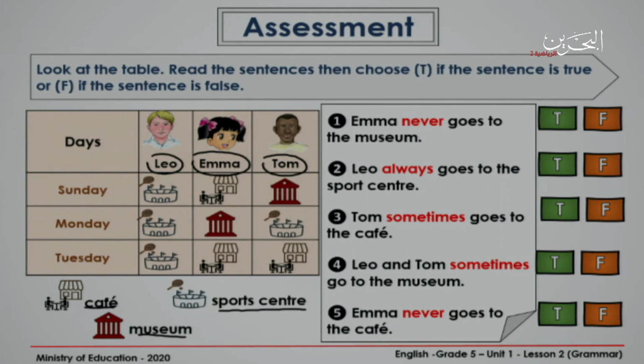Leo, what does he do on Sunday, Monday, and Tuesday? Look, 3 times he goes to the sports center. Emma, what pictures does she have? And Tom. Then read and choose if it's true or false. You have to write your answers on your mini board. You have 5 minutes. Start.